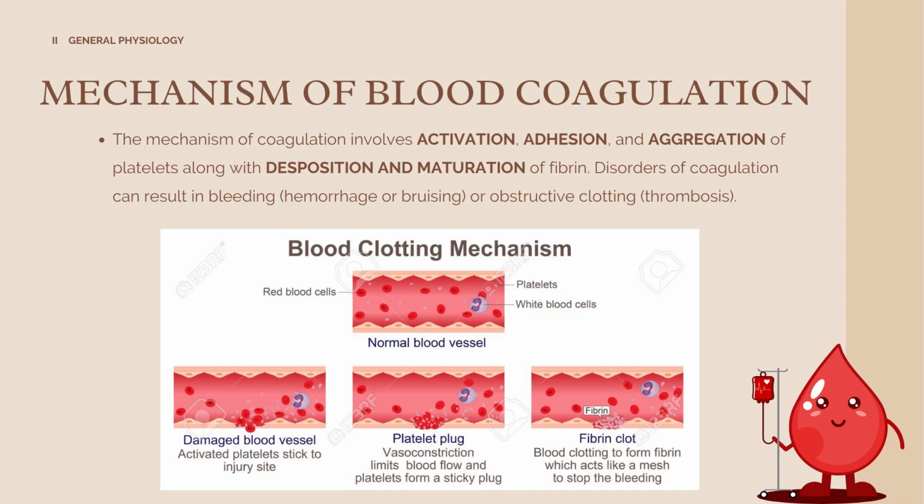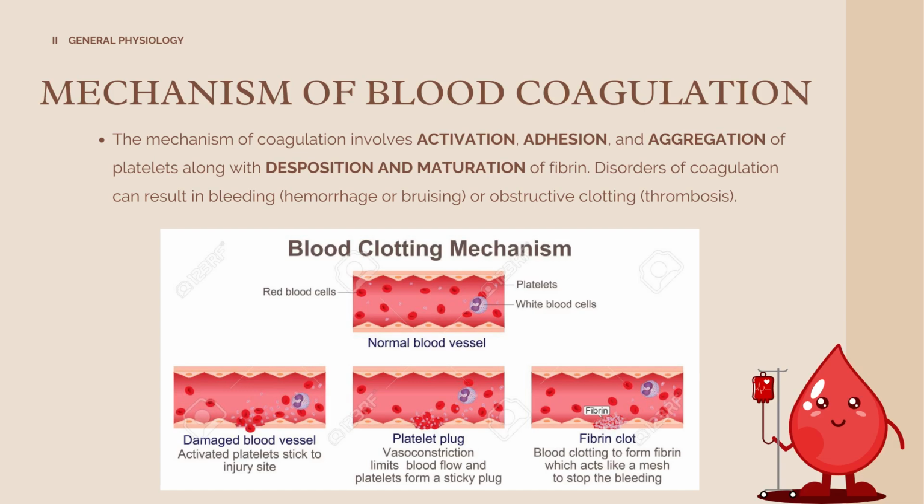So now let's move on to the mechanism of blood coagulation. The mechanism of coagulation involves activation, adhesion, and aggregation of platelets along with deposition and maturation of fibrin. Disorders of coagulation can result in bleeding, like bruising and uncontrollable bleeding like hemorrhage, or obstructive clotting, also known as thrombosis. So in this picture, we can see what the normal blood vessel looks like.